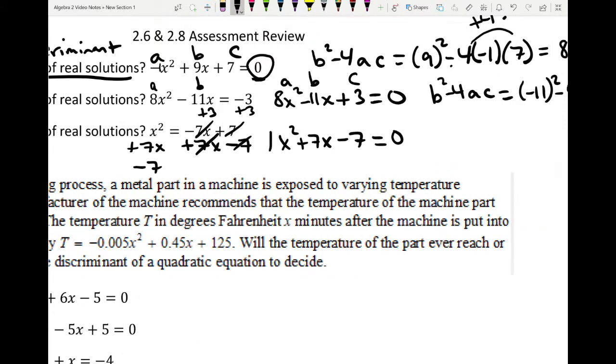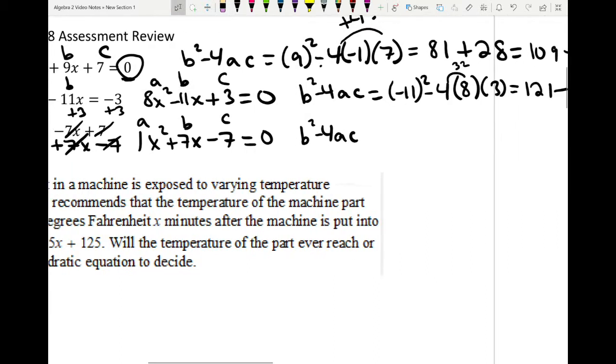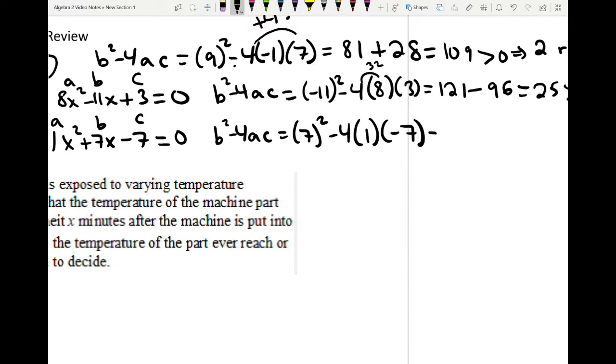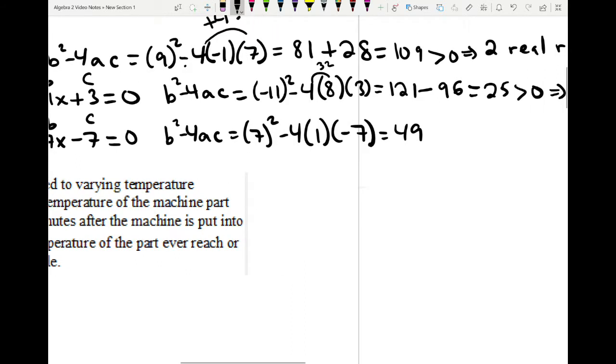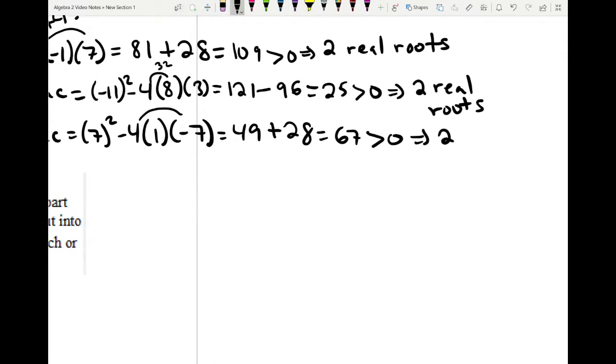Now we know that A is 1, B is 7, C is -7. So we can plug into the formula. So we got B squared minus 4AC. 7 squared is 49. We got -4 times -7 is +28. Which is 77, which is greater than 0. So we got 2 real roots.